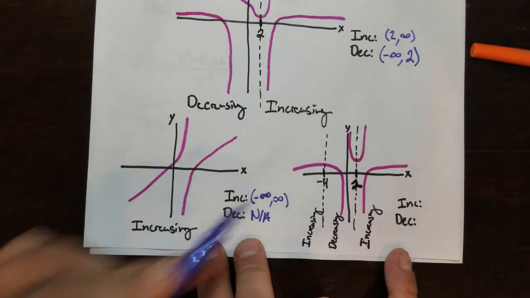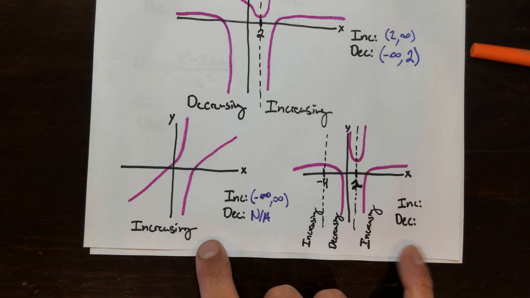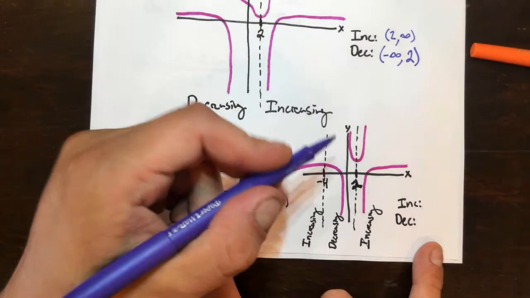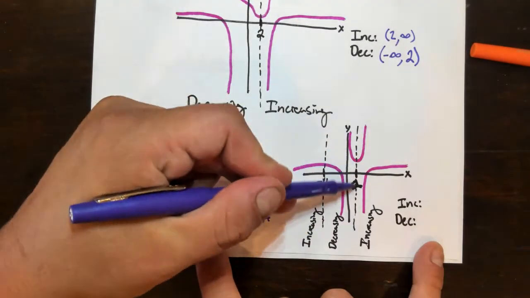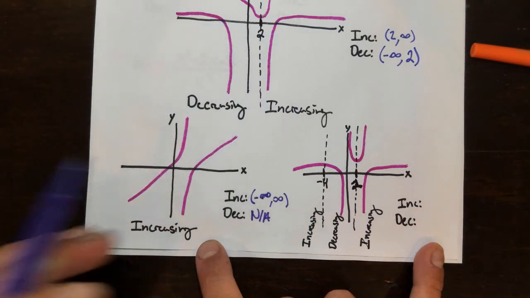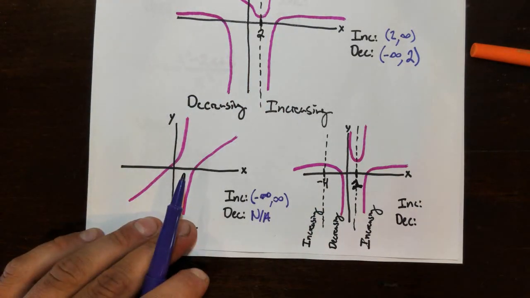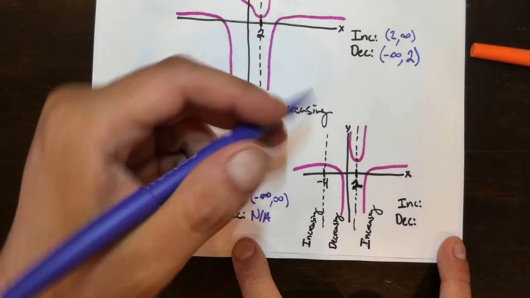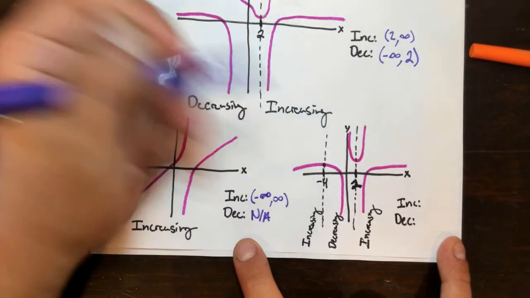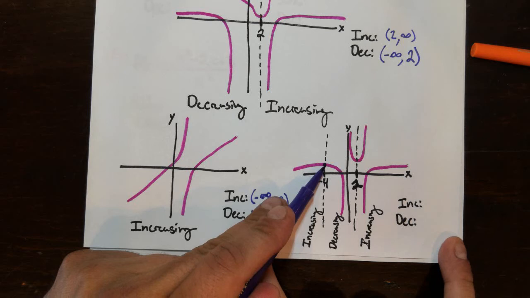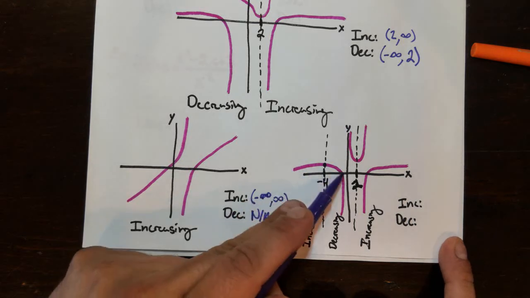And then we've got this one. This one's a little more complicated. Now here we have 2 dotted lines, and we have 2 max/mins. So here, although it doesn't really look like it, we have a max right here. It goes down to the left and it goes down to the right.